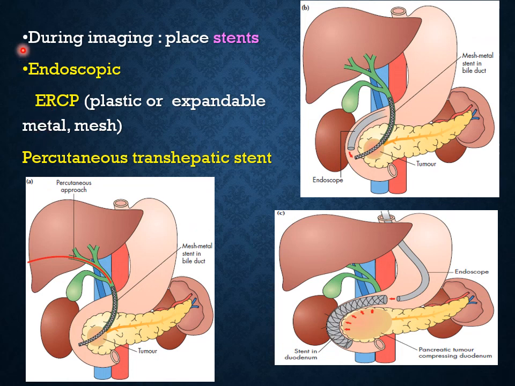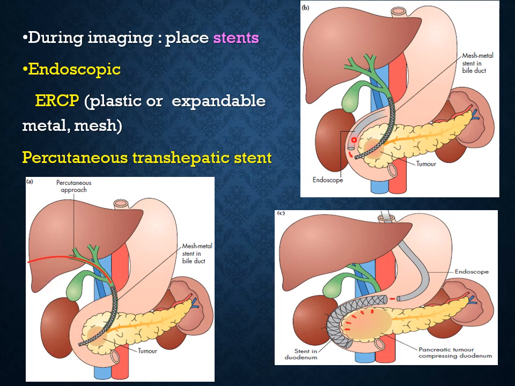If you detect unresectability during the imaging phase, then what you can do is place stents either through an endoscope or percutaneously. The two important obstructions are bile duct obstruction and duodenal obstruction, bile duct obstruction being more common. Bile duct obstruction can be bypassed using a stent placed percutaneously through the liver into the bile duct and pushed right into the duodenum. This is done under fluoroscopy.